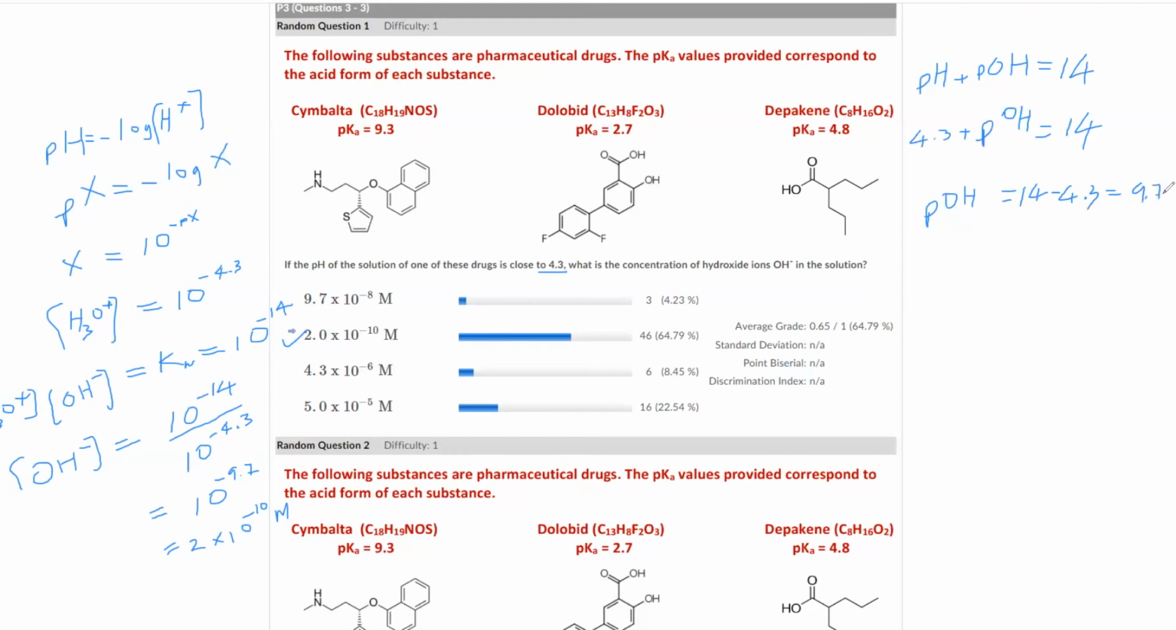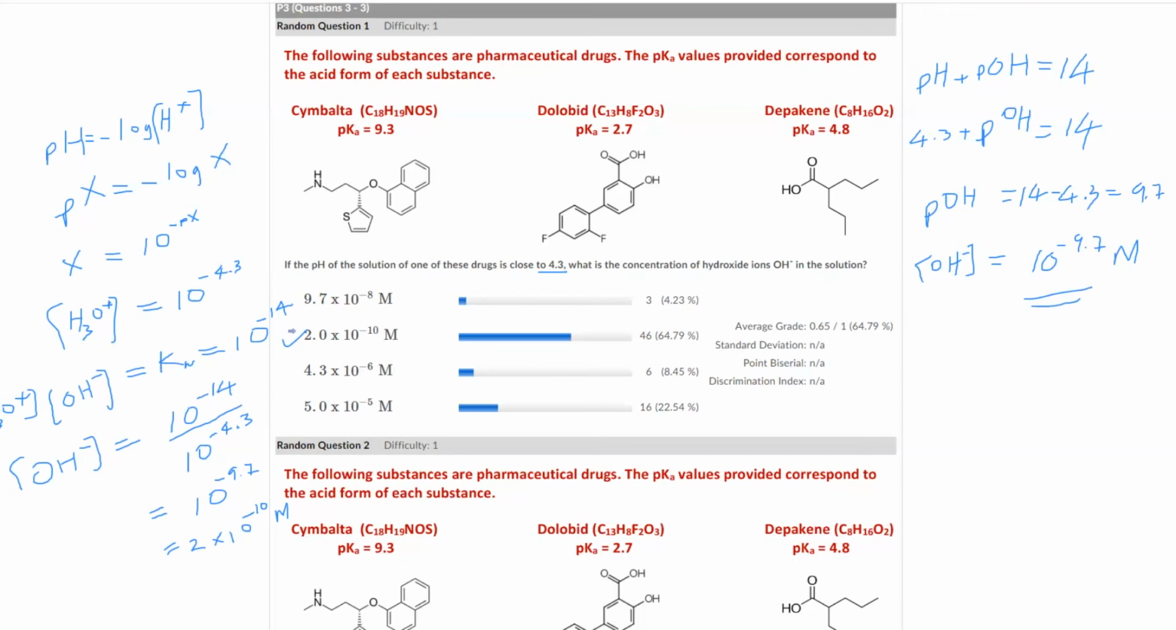Now again, we go back to this equation. pX is equal to minus log X, then X is 10 to the power of minus pX. Now, if you want to find the OH minus concentration, OH minus concentration is equal to 10 to the power of minus pOH, or 10 to the power of minus 9.7. That's your answer for the OH minus concentration, which will turn out to be 2 times 10 to the power of minus 10.